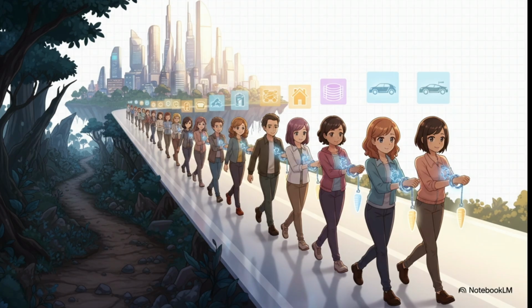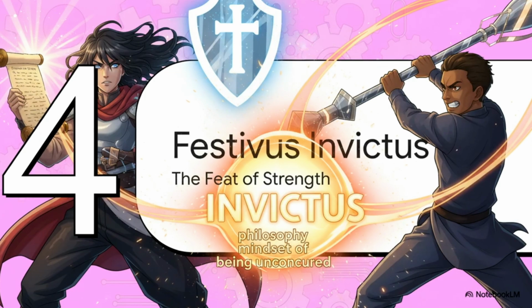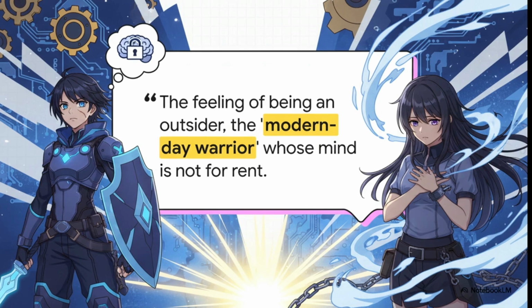So we've got the linguistic key from the Constitution, we've got the legal shield from the RFRA, now it's time for the Festivus feat of strength. This is where we fuse those tools with a philosophy, with a mindset of being totally, completely unconquered, invictus. And this whole struggle starts inside of you. It's that feeling of being an outsider.